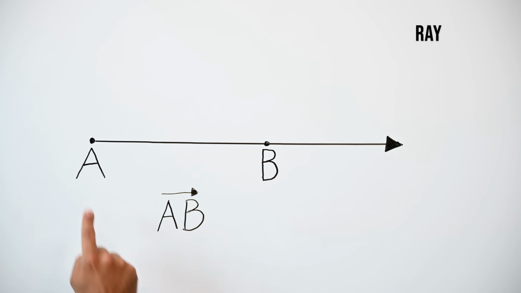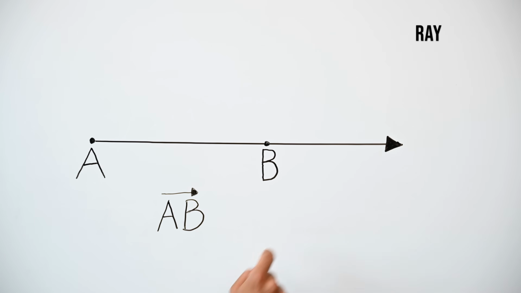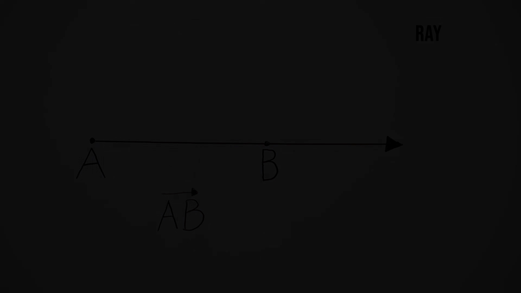A ray starts at one point and heads off forever in one direction. It's written like this. And remember, the first letter is always where it starts. It has one endpoint and one side that extends infinitely.